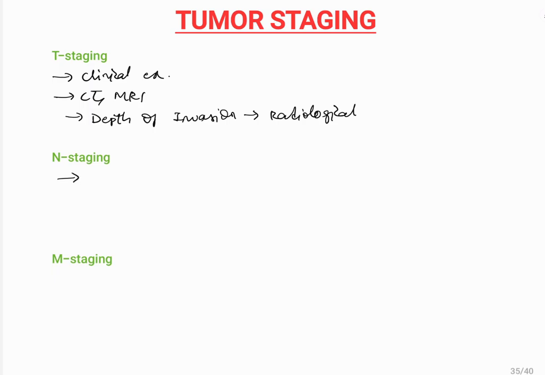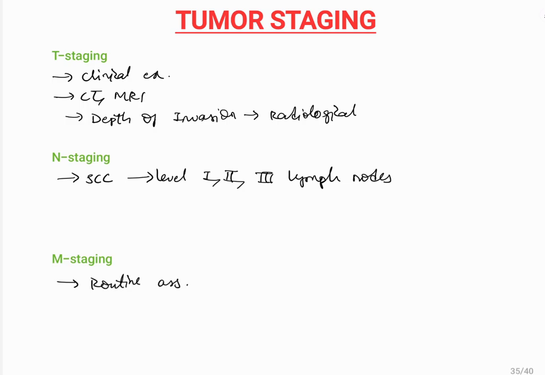N staging is seen for any lymph node invasion, and in case of squamous cell carcinoma of oral cavity, there is a high tendency to metastasize to level 1, 2, and 3 lymph nodes of the neck. Whereas in M staging for distant metastasis, there is routine assessment of chest for any evidence of distant metastasis.